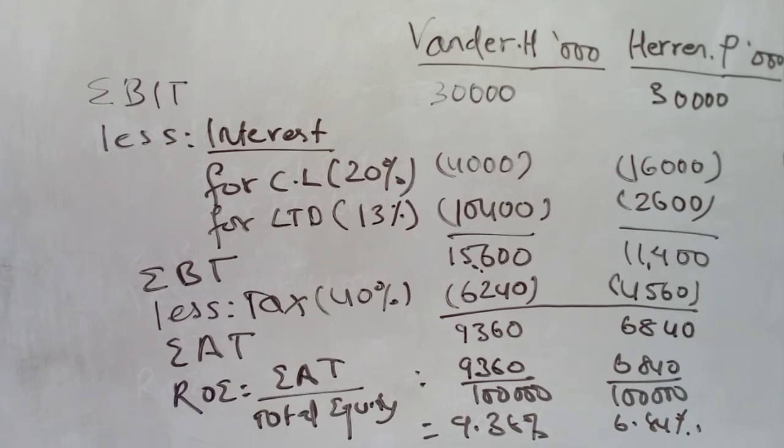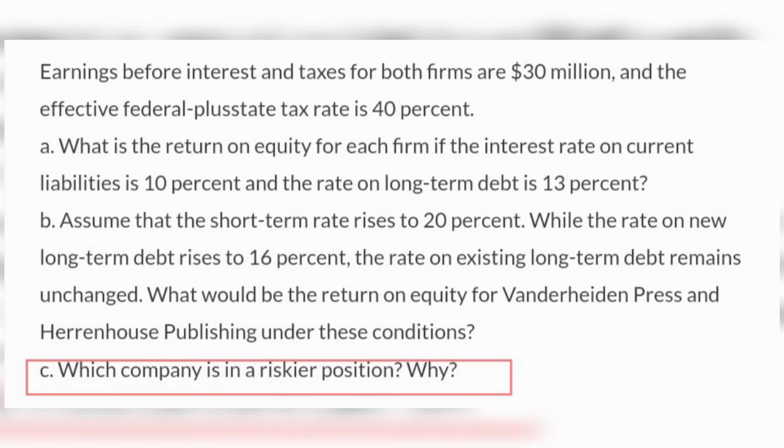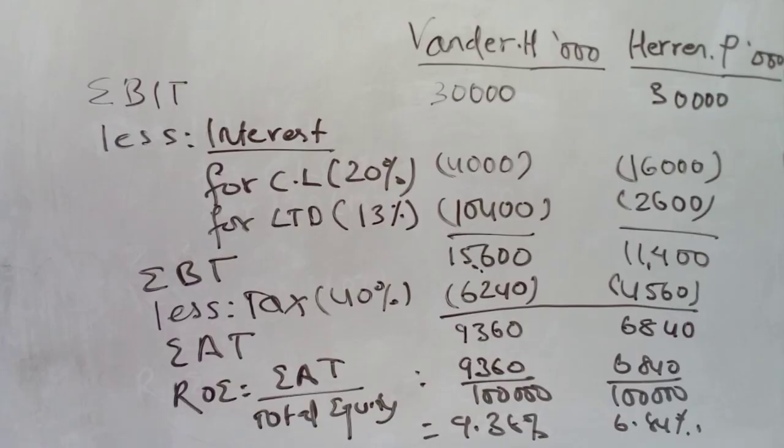So for part C, the question says which company is in a riskier position and why. The answer here is that due to unmanaged current liabilities, Herrenhouse Publishing is riskier than Vanderheiden Press due to lower current asset, and short-term loan is higher in case of Herrenhouse. So yes, of course, Herrenhouse is riskier.